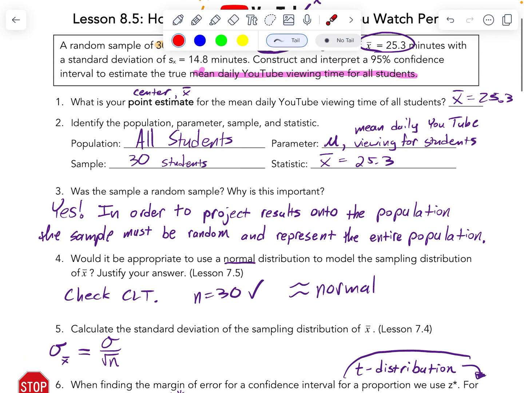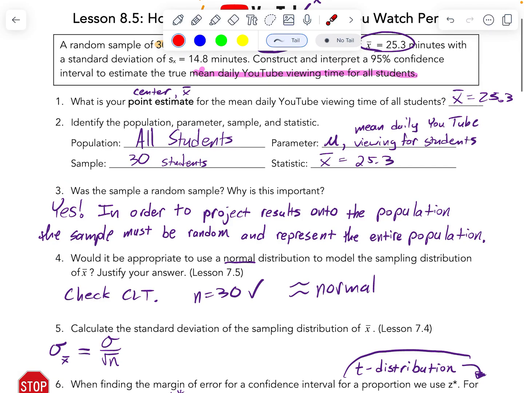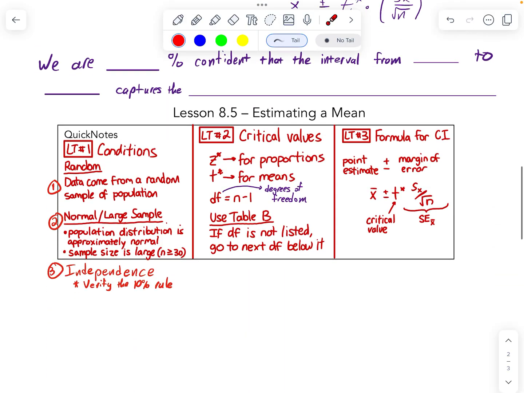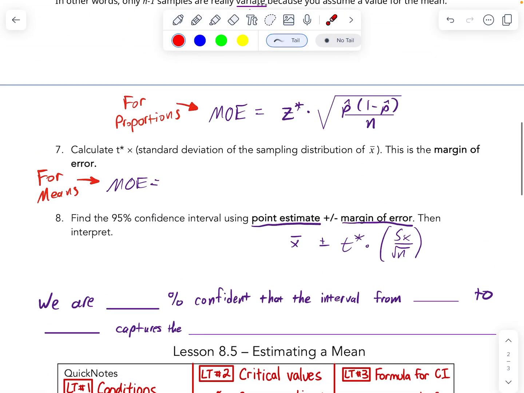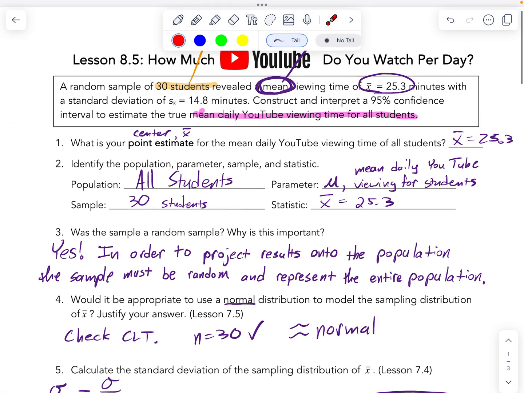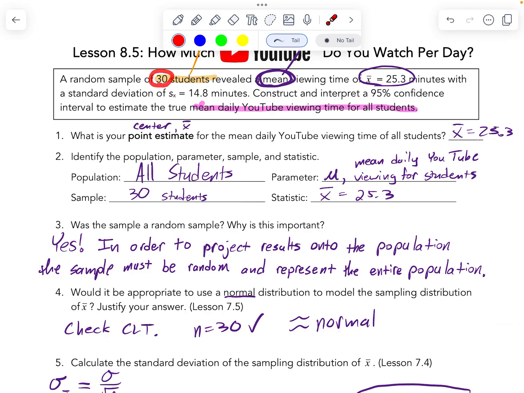It doesn't say it here. There's no number for independence, but you should check independence as well. I put that lower down here. Your conditions are always random, normal, and then independence. But it would satisfy it, because 30 is far less than 10% of all the students in a school.